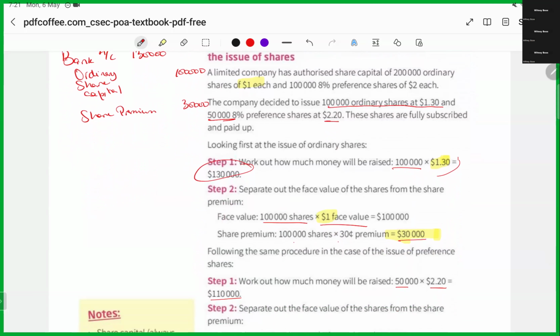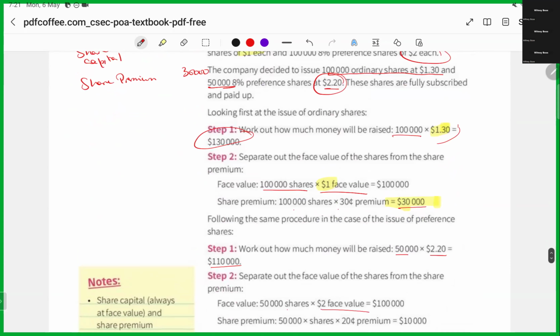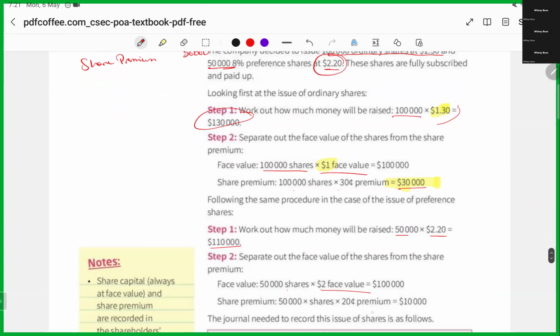Separate the face value from the share premium aspect of things. What was the face value of the preference shares? $2. The authorized value was $2 for each share, but they issued it at $2.20, so the excess would have been 20 cents. So face value is 50,000 shares times $2, which is 100,000. And your share premium is 50,000 shares times 20 cents premium, which is $10,000.